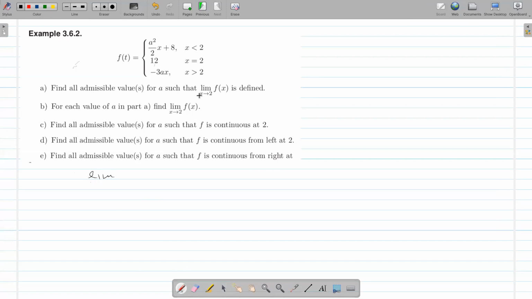So when you are given a problem like this, a problem where you have to find some value, find all the values of a such that some condition holds, normally what you do is use this condition to build an equation containing this a.